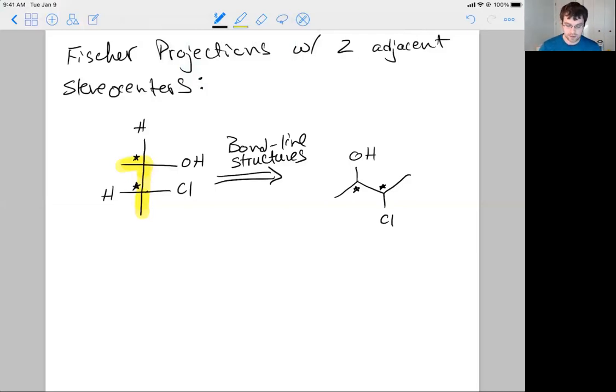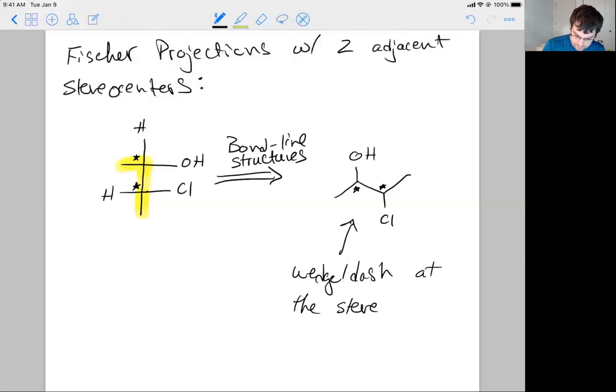Okay, so I've got my connectivity, but I need to ask the question, what is the wedge and dash arrangement at the stereocenters? Wedge and dash at these stereocenters. Okay, so I could make this really hard on myself, and I could try to visualize the Fischer projection in the bow tie format that these were originally designed from. But I argued in the last lecture that that's sometimes difficult to do and many times highly unproductive.